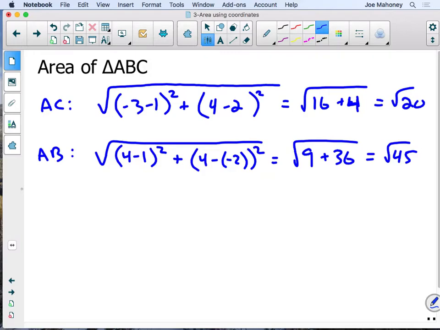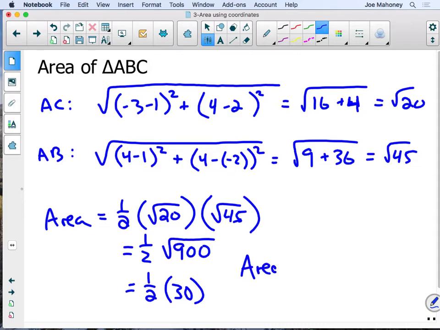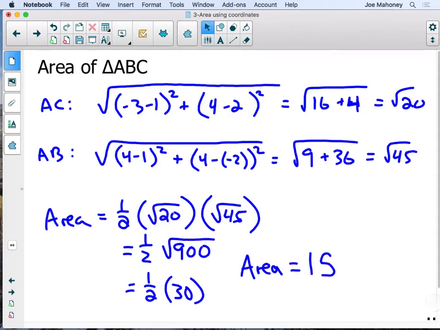Okay, so now in order to find the area, I want to do my area formula, 1/2 base times height. So 1/2 times the square root of 20 times the square root of 45. Oh, goodness. Well, you might remember that when you multiply radicals, you're just multiplying the numbers underneath them. So the square root of 20 times the square root of 45 is the square root of what 20 times 45 is. I know 45 times 2 is 90, so 45 times 20 is 900. The square root of 900 is 30. So the area of the triangle then is half of 30, which is 15.